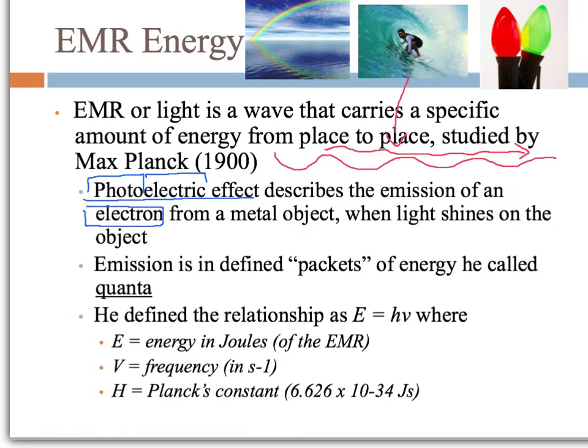We can't see that electron release. Remember, electrons are super teeny tiny, but it can be detected if you put some kind of a shield or a screen around the metal object itself. Then we can detect electrons hitting that screen or object.